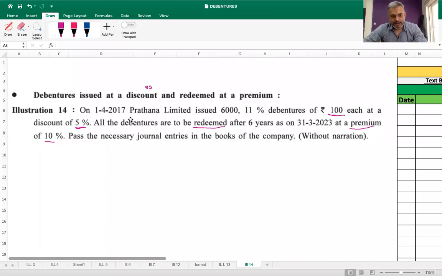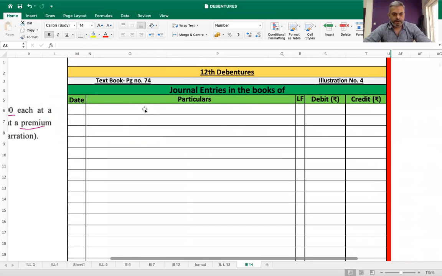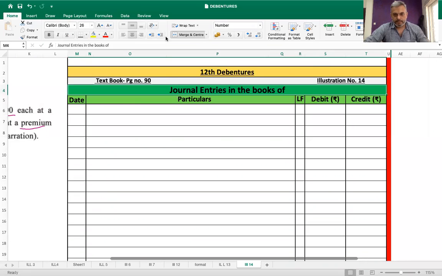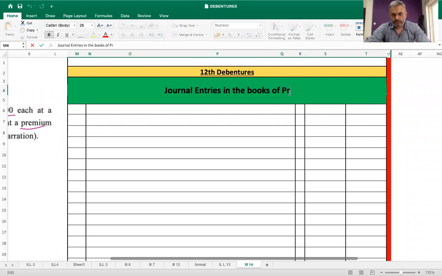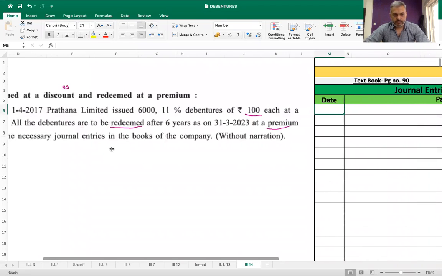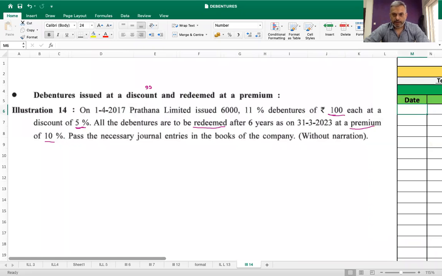So let's start with the entries. Write the heading, page number 90 of the textbook, Illustration number 40 in the books of Prarthana Limited. Ready with the format? Should I start the sum? Okay.